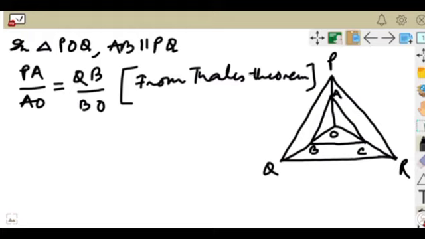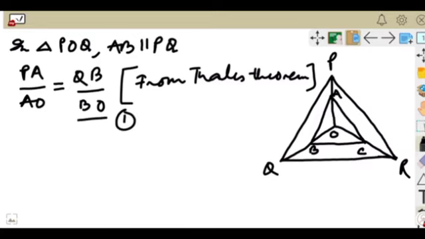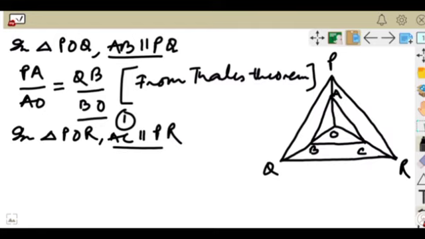I'll draw this OPQ here once. This is OPQ. AB is what? Parallel to PQ. So I can write this PA divided by AO will be equal to what? QB divided by BO. Next, I'm gonna take triangle POR. So let me write here. In triangle POR, we can write AC is parallel to PR. This is given by the question, like this one.